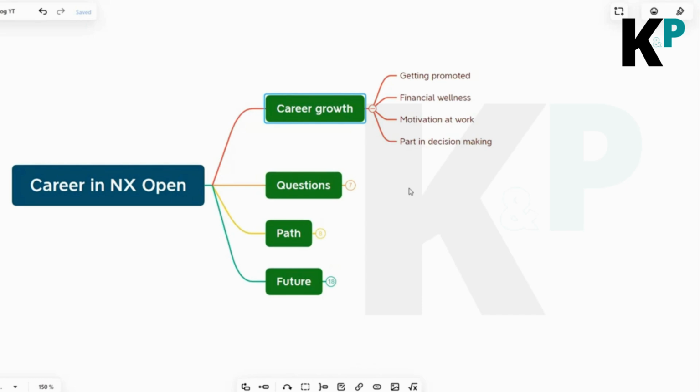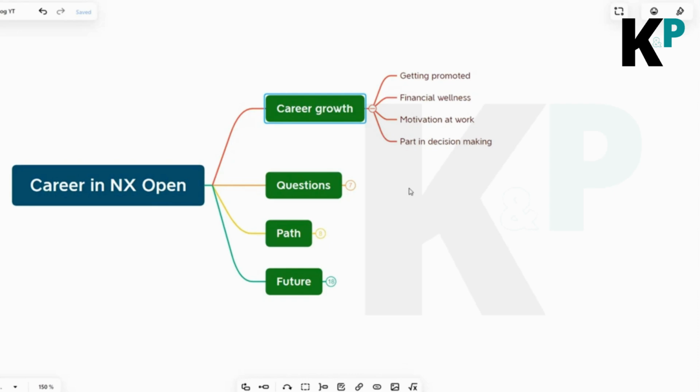Another is your financial wellness. Are you getting paid? Are you getting salary rise at regular intervals? That is another important factor. Now, salary and promotion are not the only things that contribute to career growth. Motivation at work is also equally important. If you are getting enough motivation, enough challenges to grow in work, that is also required. Then if you are involved in decision making related to your area of work, this makes you more and more mature at your job.